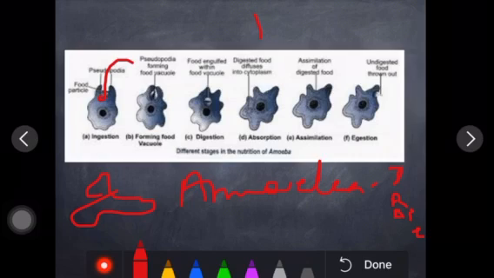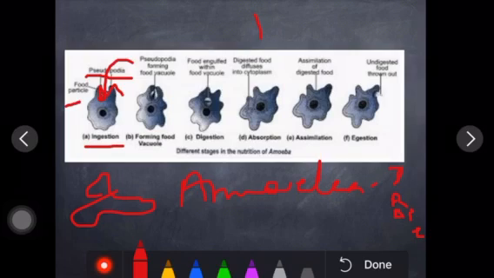So the first step is ingestion in the amoeba. As you can see, they don't have any definite shape or any particular organ; their body is made up of one cell. They have false feet like structures, called pseudopodia. They capture food particles, and this helps in engulfing the food particle inside the amoeba's body. This is called ingestion. Next, you will observe that the food particle gets inserted inside the body.